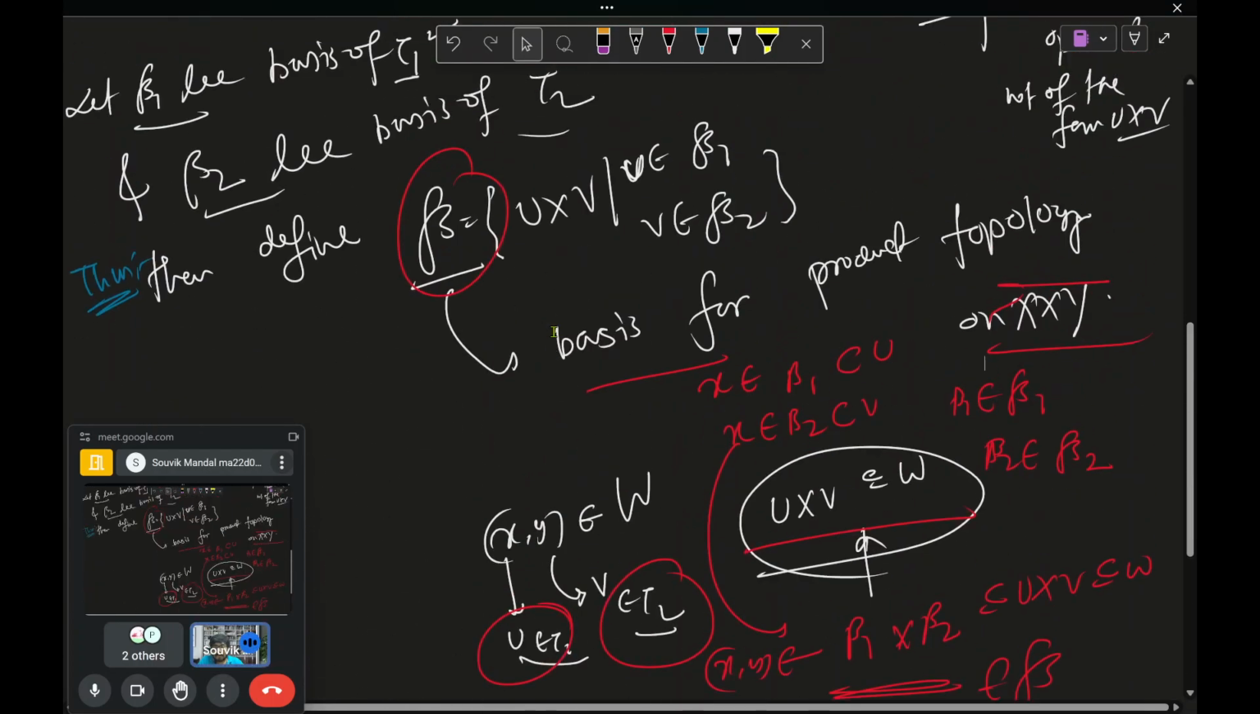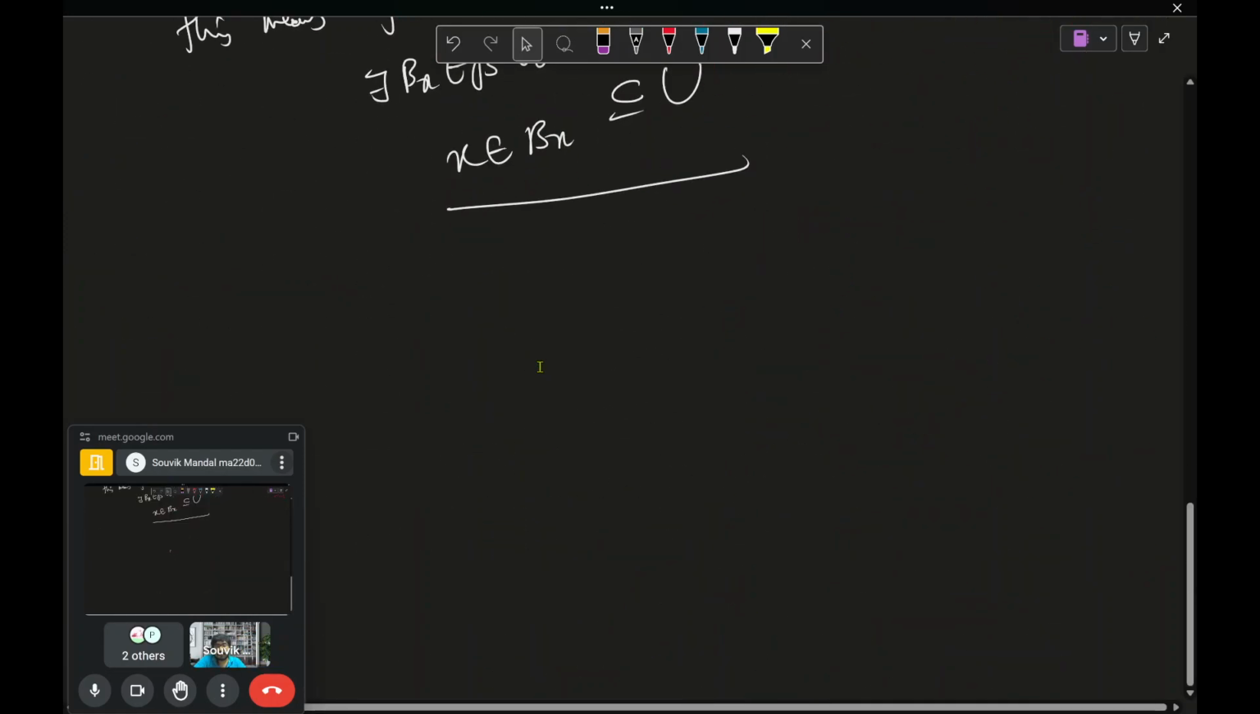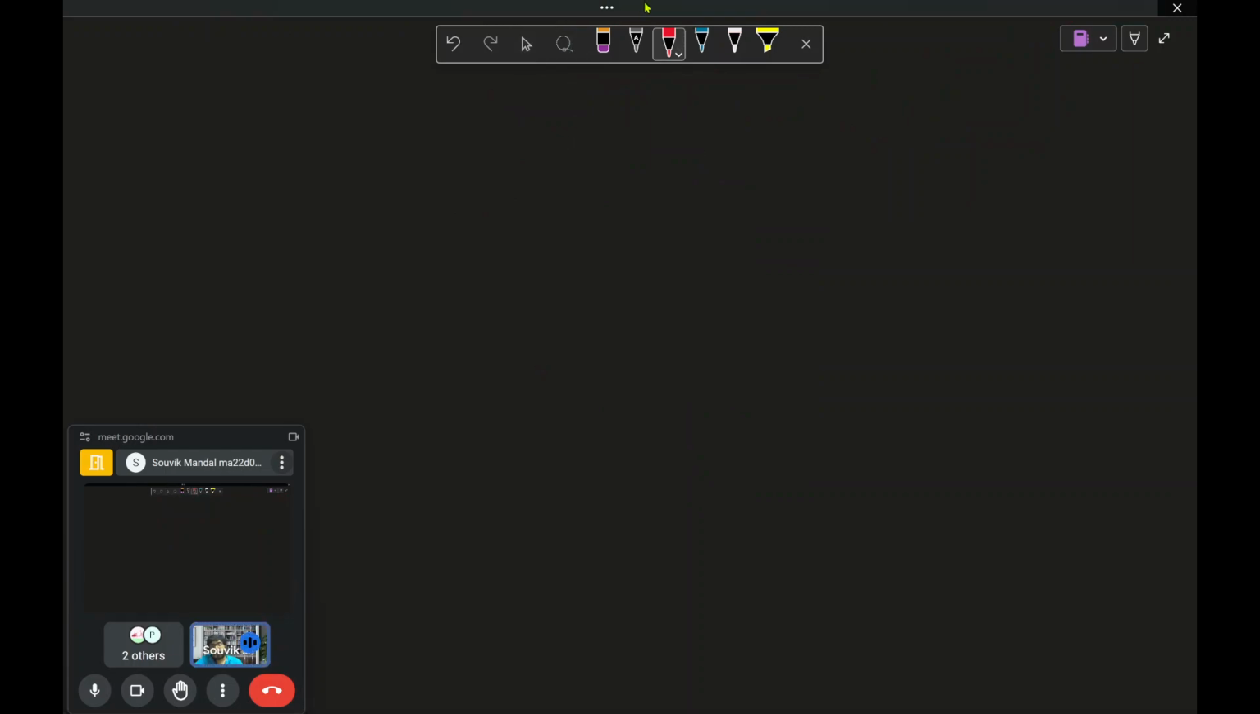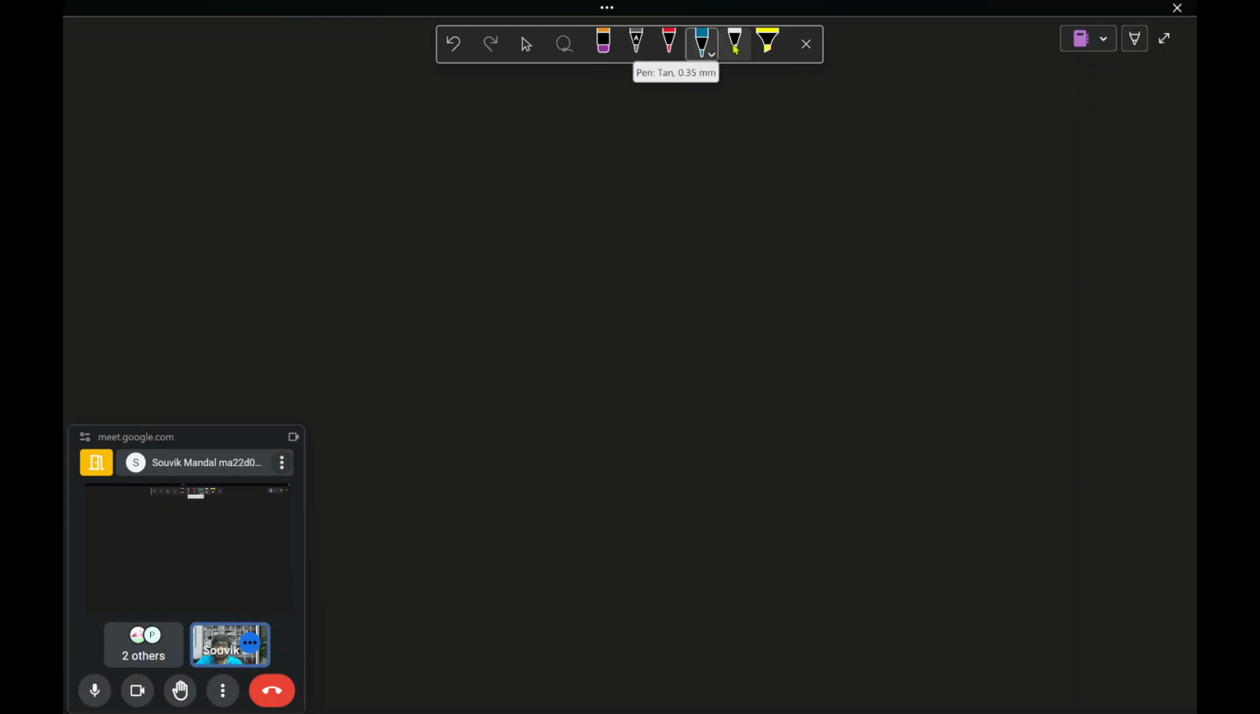So this is what a product topology is. Keep in mind that the product topology on X cross Y has basis elements of the form U cross V, where U and V can be thought of as basis elements or as all possible open sets. That's it.